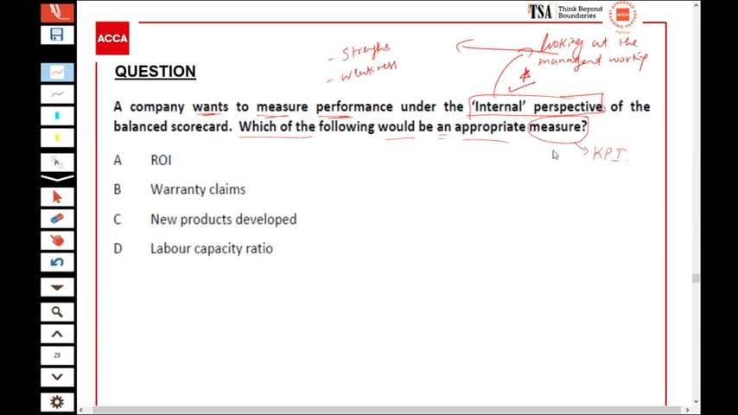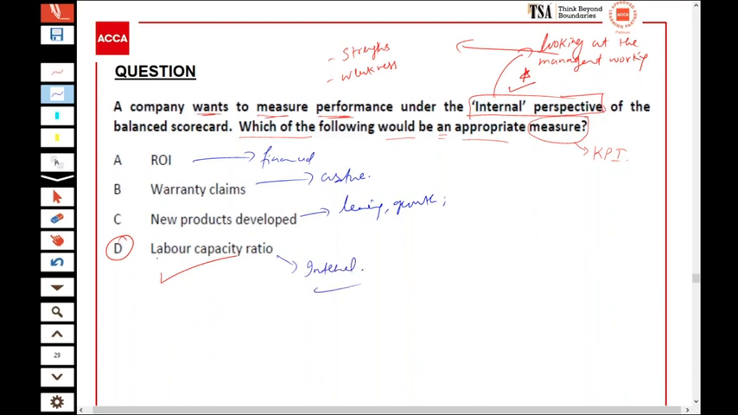Yes, very good, excellent. This is labor capacity ratio. This is the financial. This would be the customer. This would be the learning and growth. And yes, this is the internal. So this is the correct option.